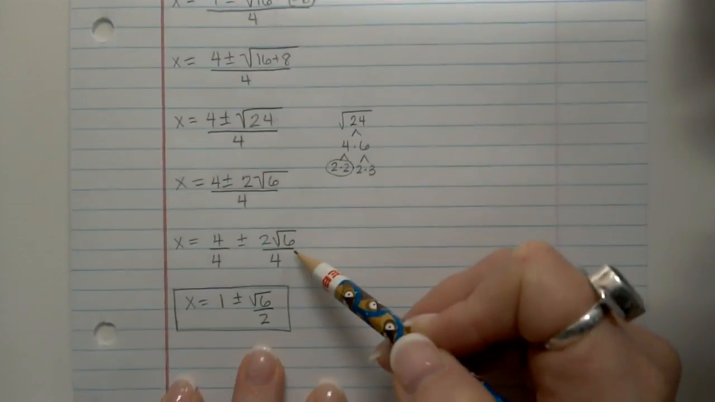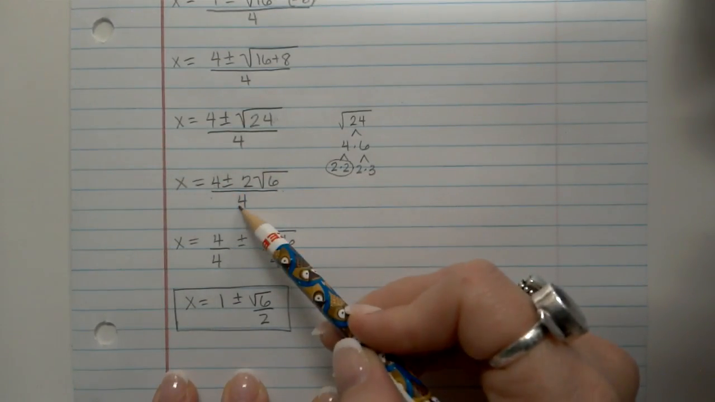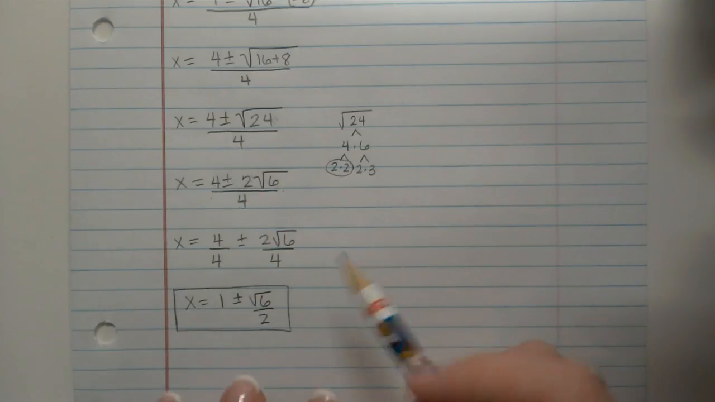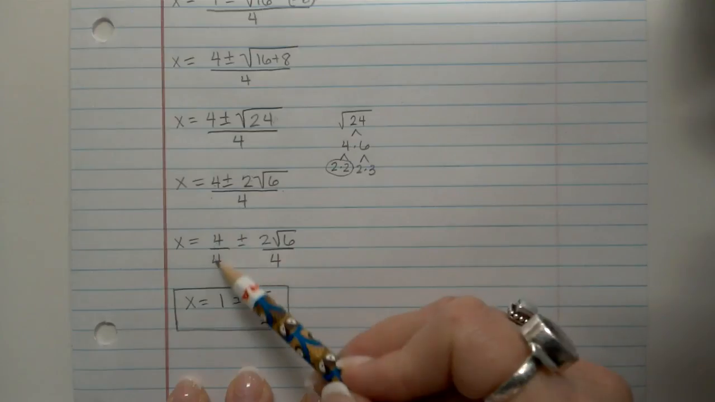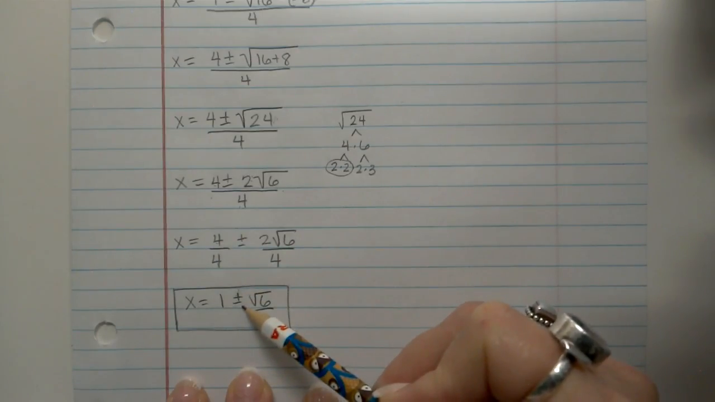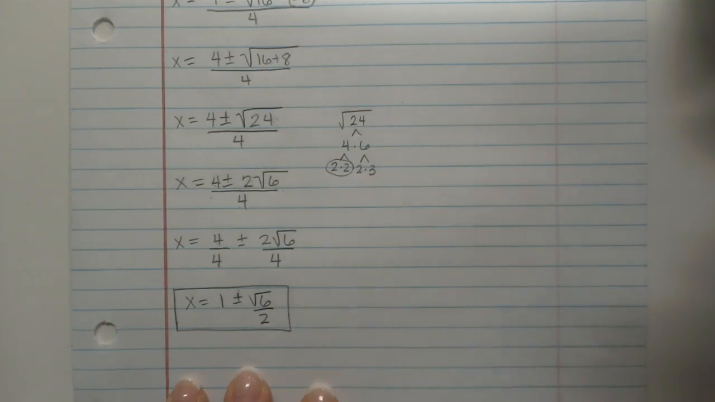Anytime you divide this and this by a number, I happen to notice that they're both even, so chances are they can be reduced. So 4 divided by 4 can be 1. I'm going to keep my plus or my minus. And 2 divided by 4 is 1/2, and I keep my square root of 6. This is my answer.